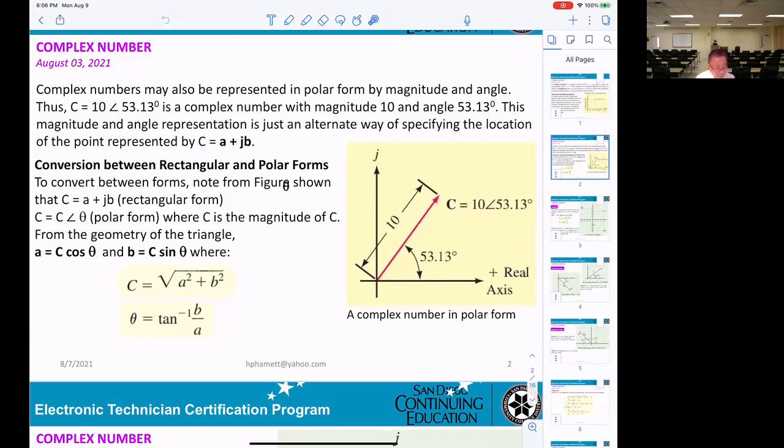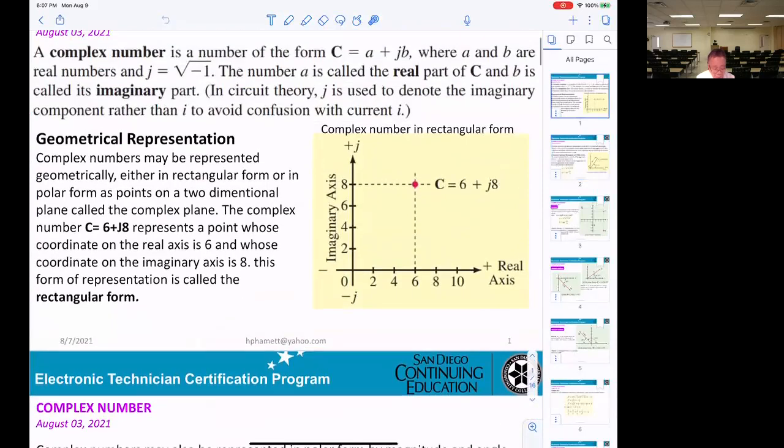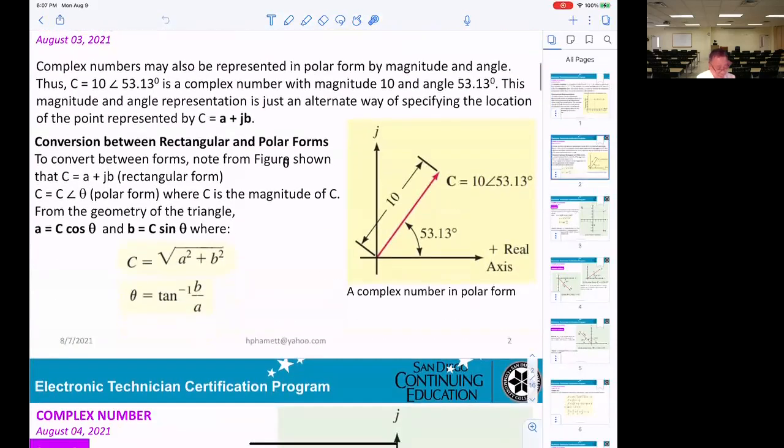Conversion between the rectangular and the polar form. So basically, you get a rectangular form here, and now you want to convert into polar. First, you need to know the value of C. It will be calculated as the square root of A squared plus B squared. And if you want to get the phase angle, then it will be the tan inverse of B divided by A.